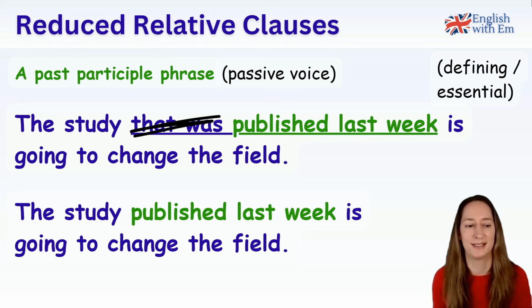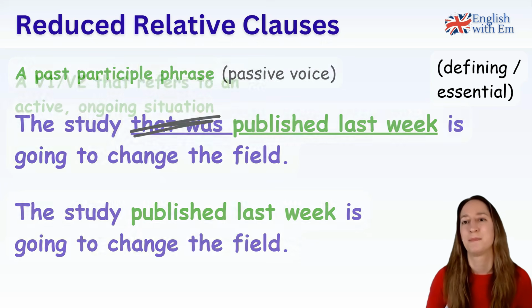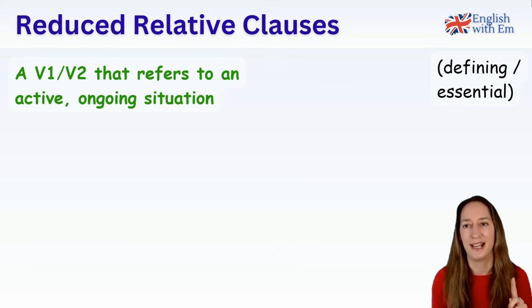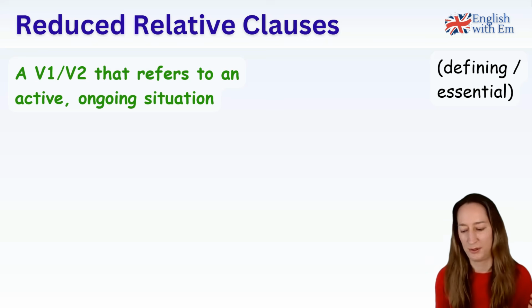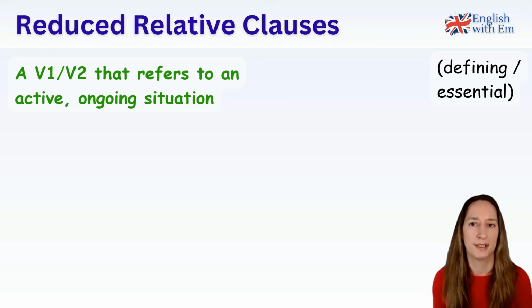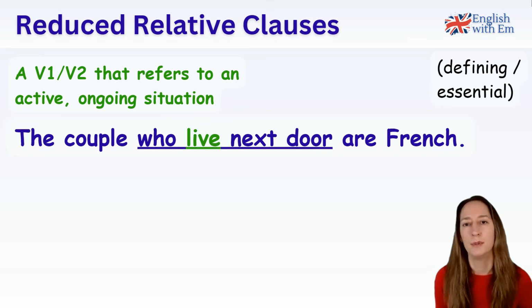News reports, academic articles. Now let's talk about a verb 1 or verb 2, so that's present simple or past simple verb, that refers to an active ongoing situation. Now this is the area where mistakes tend to happen. The couple who live next door are French.